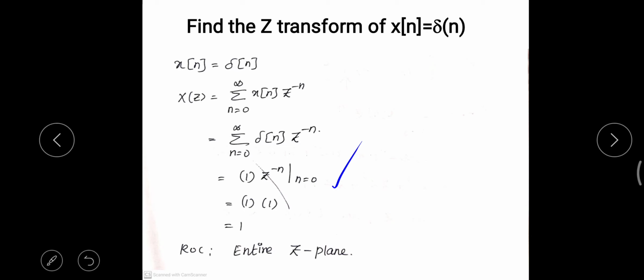So it is an independent function of z. Whether I take z is equal to minus infinity, or z is equal to 0, or z is equal to plus infinity, x of z will not change. Then I can define the ROC as nothing but the entire z plane. I can take any value of z, and my x of z will exist.